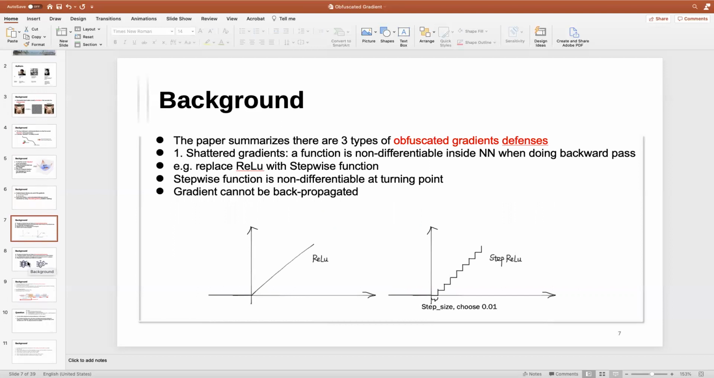There are three types of obfuscated gradient defenses. The first type is when we have a function inside the neural network that is non-differentiable when doing the backward pass. Because the function is non-differentiable, the gradient cannot be backpropagated. For example, if we replace the ReLU activation with a stepwise function, the stepwise function is not smooth and thus non-differentiable.